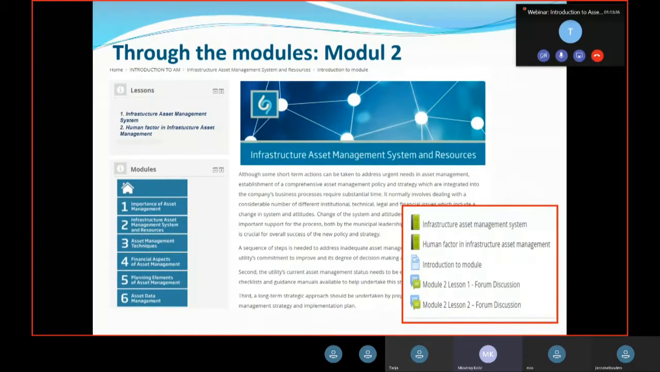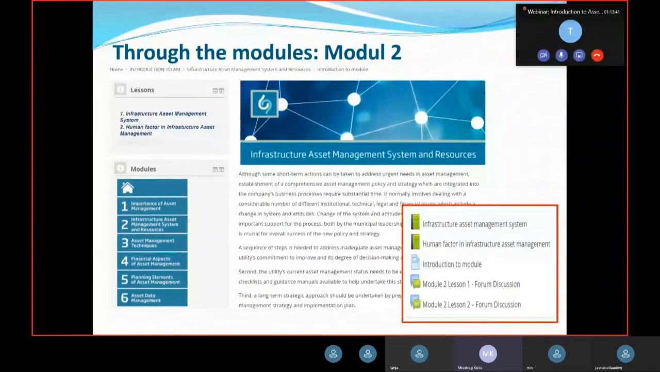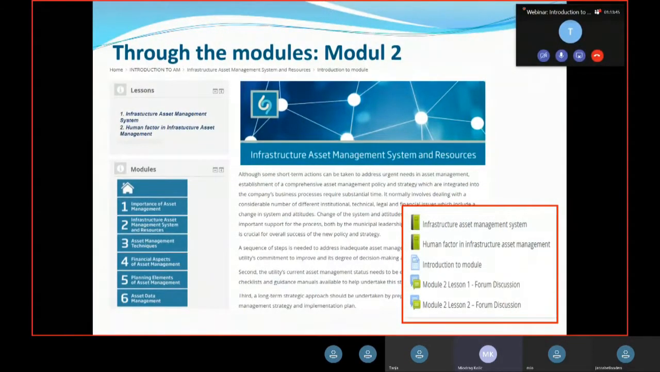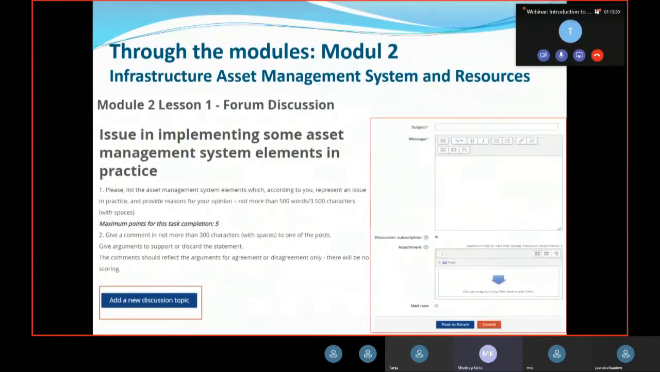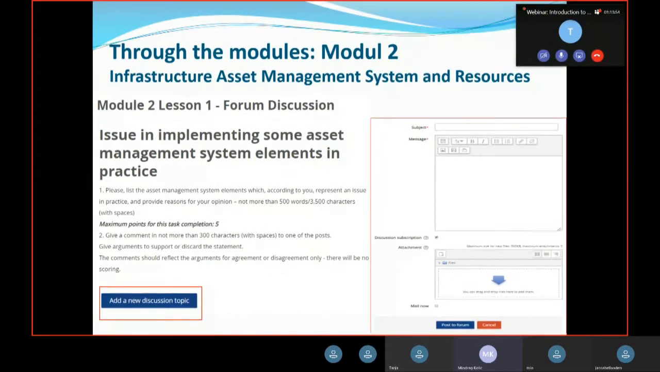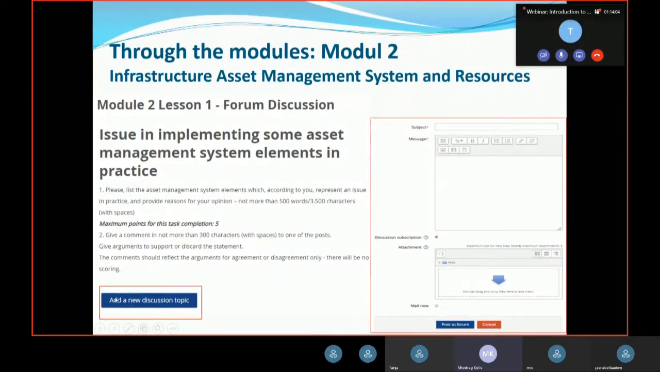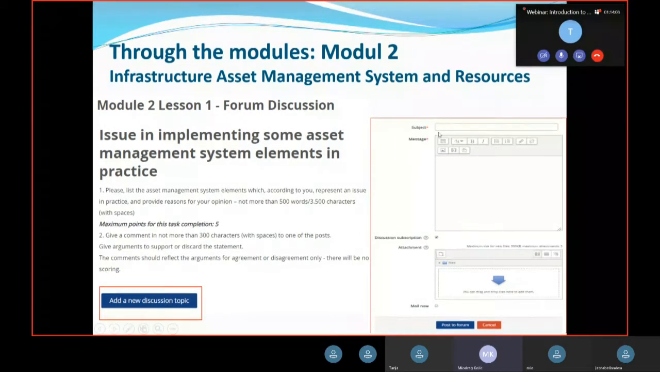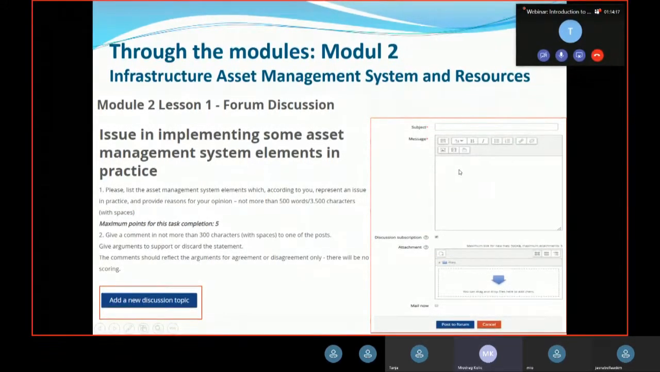Module 2 also has two lessons and two tasks for you. You have two forum discussions. For the forum discussions, you have instructions on how to complete the task, and about the points that you can score by successfully completing it. You should click the button to add a new discussion topic, and then in the area you can add the subject of your discussion and write the content of your article, of your assignment. You can also view the topics and forum discussions from your participants. At the end you will have to click post to forum, and with that your forum discussion will be posted and visible to other participants.